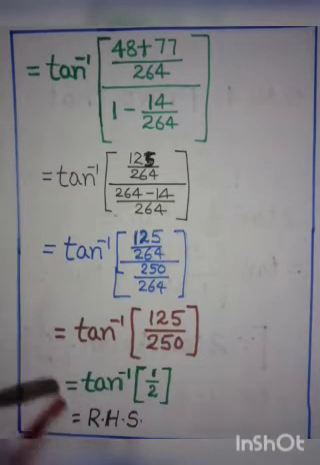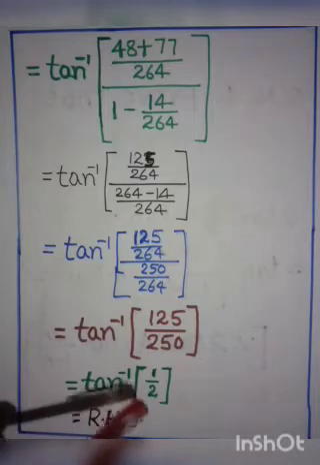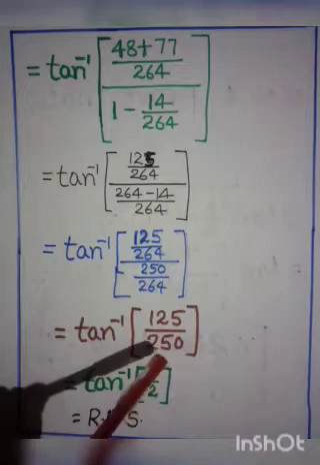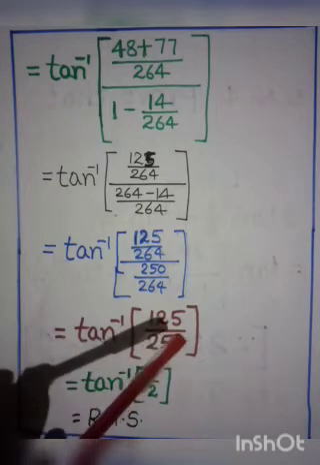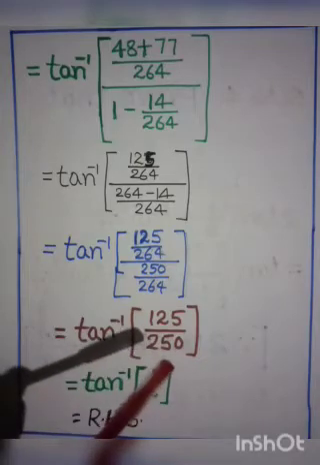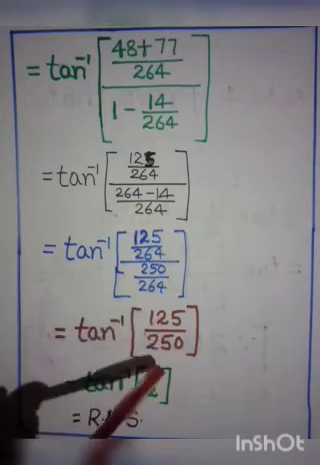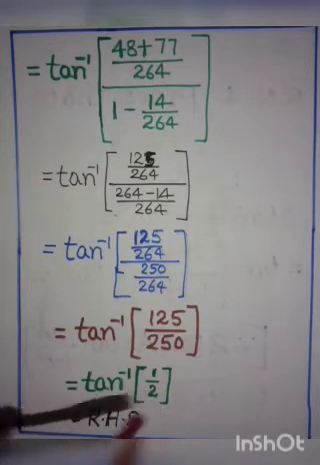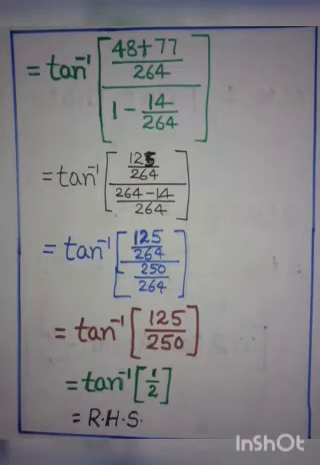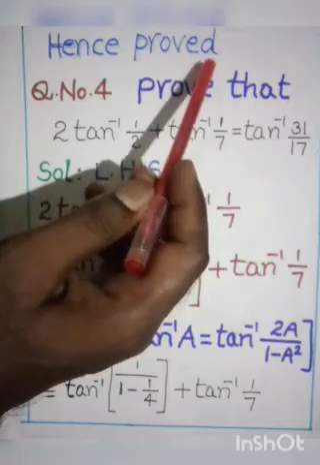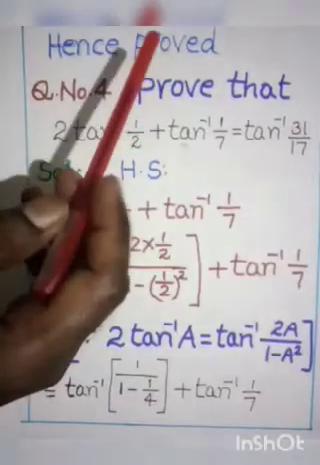That is equal to tan inverse of 1 by 2, by striking out the 125 in the numerator and denominator, then you get 1 by 2 here. Understood this step, my dear children? This is equal to RHS. Hence the given statement is proved. Understood, my dear children?